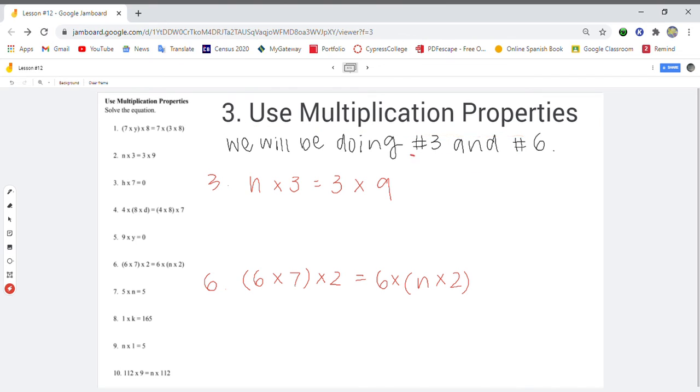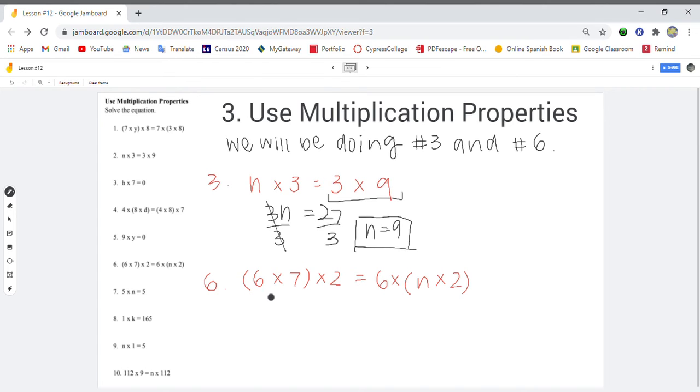So the third section is using multiplication properties. And we'll be doing number 3 and number 6. It says solve the equation. So let's solve number 3. We're given n times 3 equals 3 times 9. So the right side and the left side can both be simplified. So 3 times n is just 3n, and 9 times 3 would equal 27. So now we just have to divide both sides by 3 to get rid of the 3. So we get n equals 9. So that's basically it for number 3.